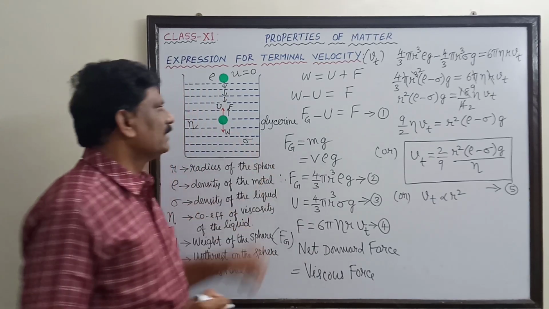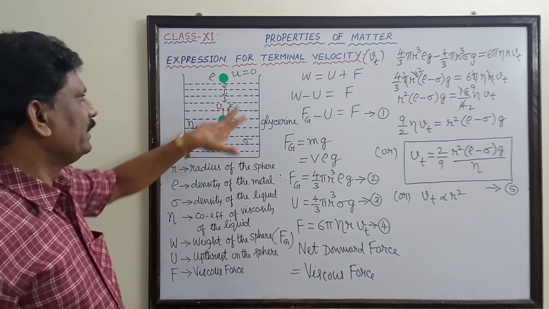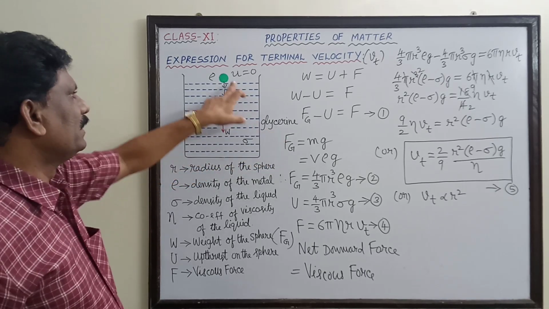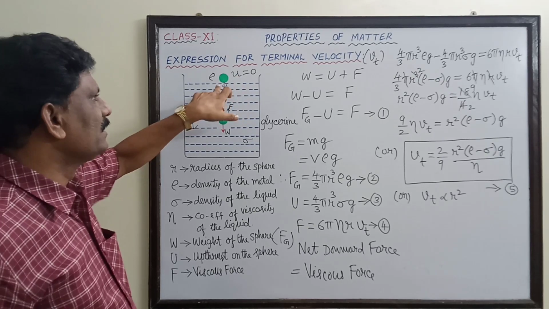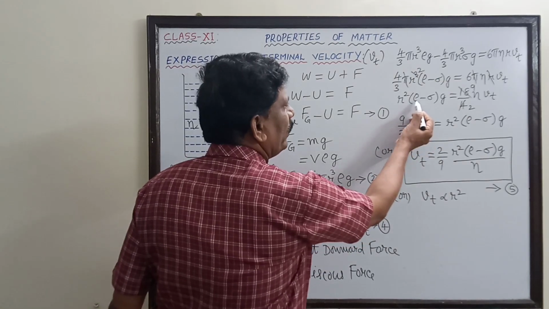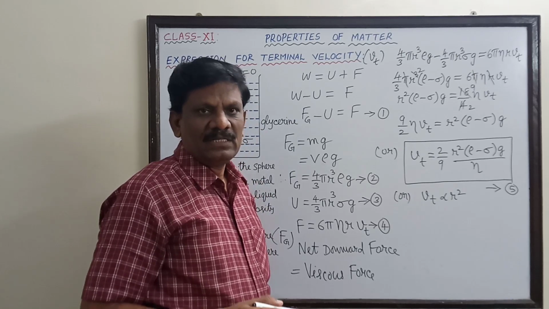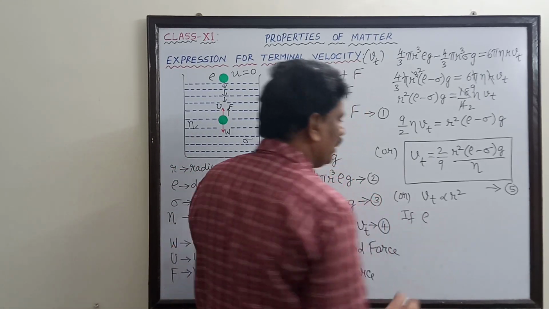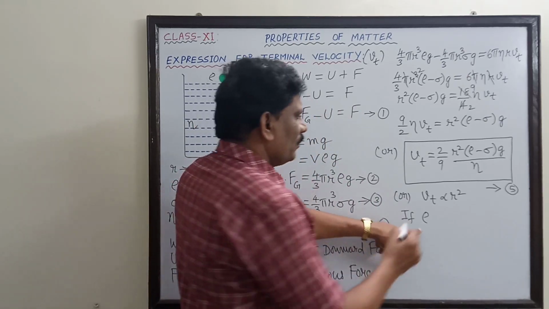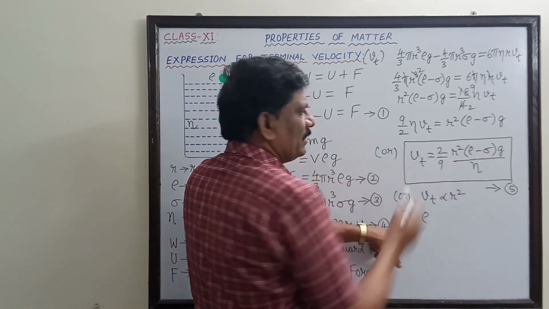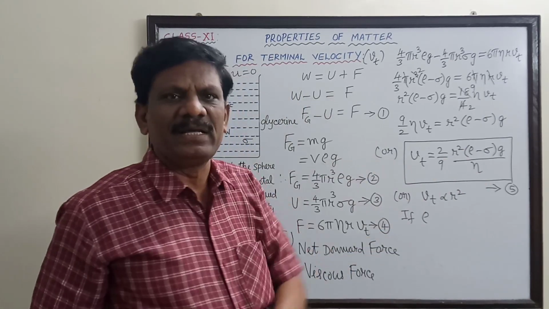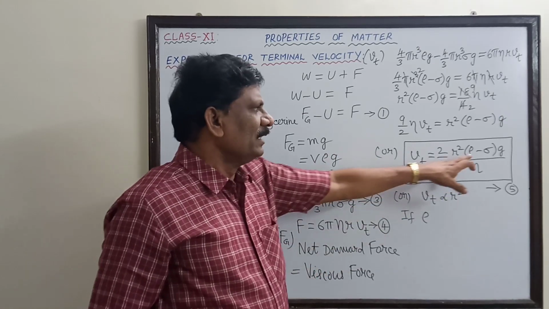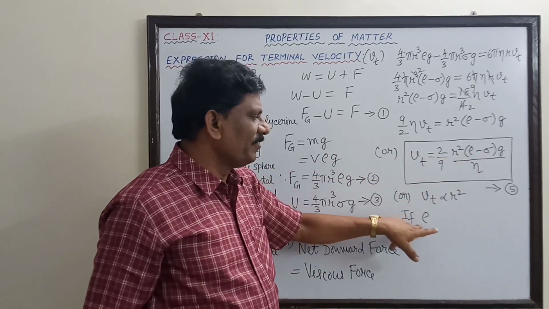Now in this expression, I have considered glycerin, which is a liquid, and the sphere is made up of a solid, so that in this picture rho is greater than sigma. Suppose you imagine any other sphere like an air bubble moving through a liquid, so that the liquid's density is sigma and the density of air is rho.